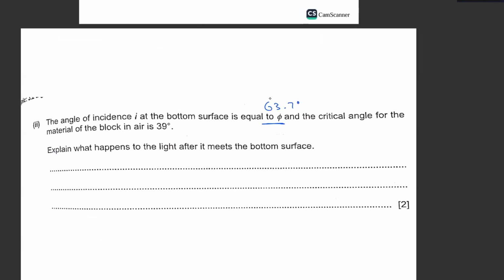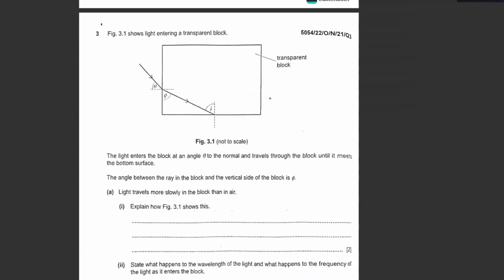63.7 degrees. And the critical angle for the material of the block in air is 39 degrees. You have the critical angle as well. Explain what happened to the light after it meets the bottom surface. Okay. So this phi is 63.7 degrees and this angle of incidence is also 63.7 degrees. This is greater than the critical angle. What will happen? Total internal reflection.